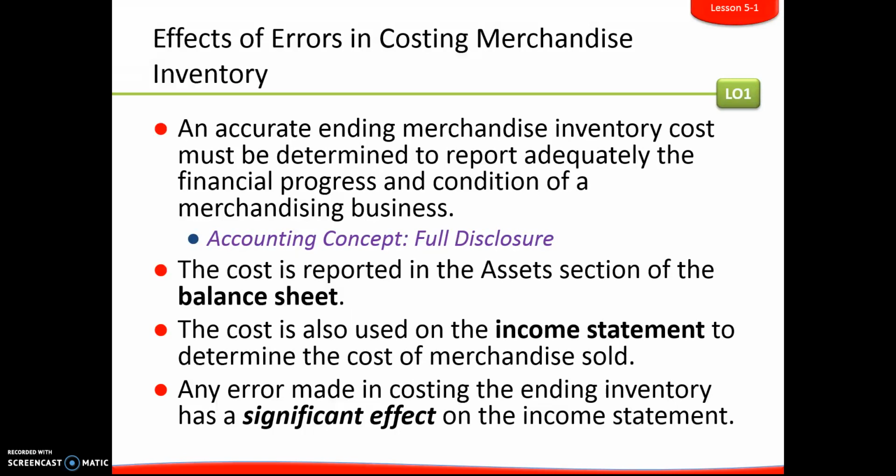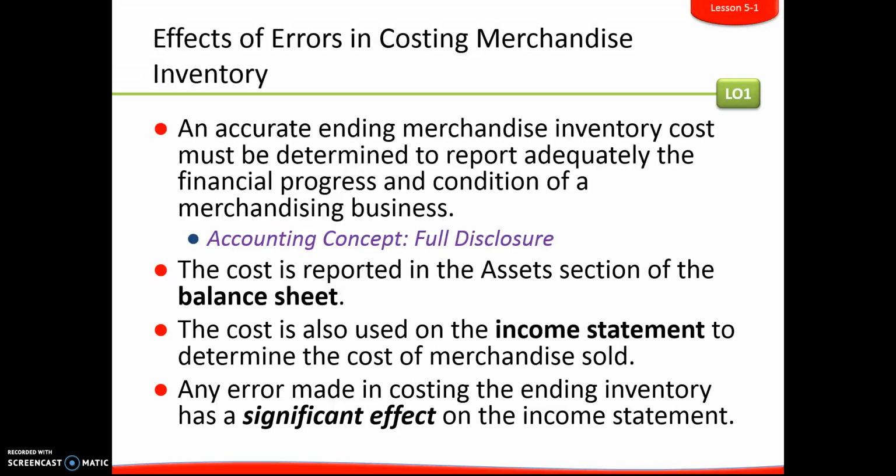When it comes to our financial statements, an accurate ending merchandise inventory cost has to be determined in order for us to be able to report adequately what the financial progress and condition of our business is. And that's the accounting concept of full disclosure. If we didn't do a very good job of managing our merchandise ending inventory cost, then all of the following will be off. Our balance sheet is off because the cost gets reported in our asset section. Our income statement will be off because that cost is used to find our cost of merchandise sold.